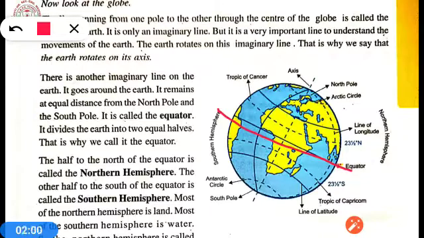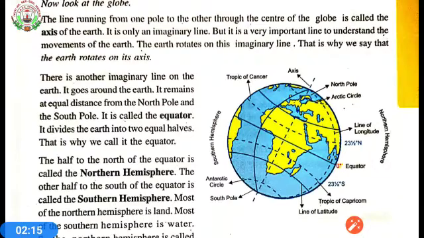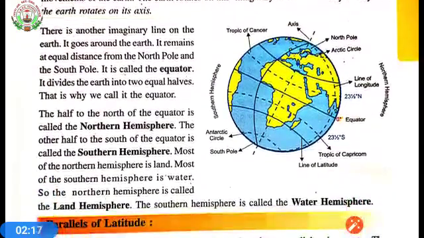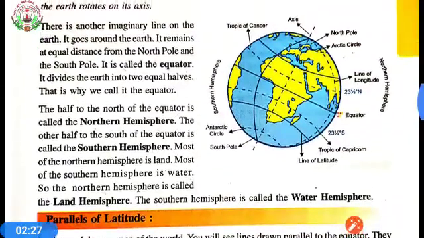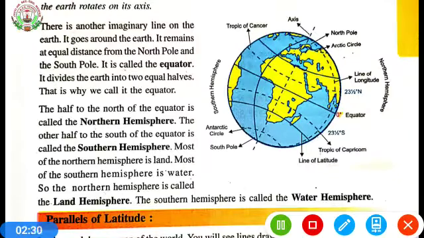This is your equator, and the imaginary line circling around the earth, dividing it into two equal halves, is known as the equator. The half to the north of the equator is called the northern hemisphere. The other half to the south of the equator is called the southern hemisphere. Most of the northern hemisphere is land and most of the southern hemisphere is water. So the northern hemisphere is called the land hemisphere and the southern hemisphere is called the water hemisphere.